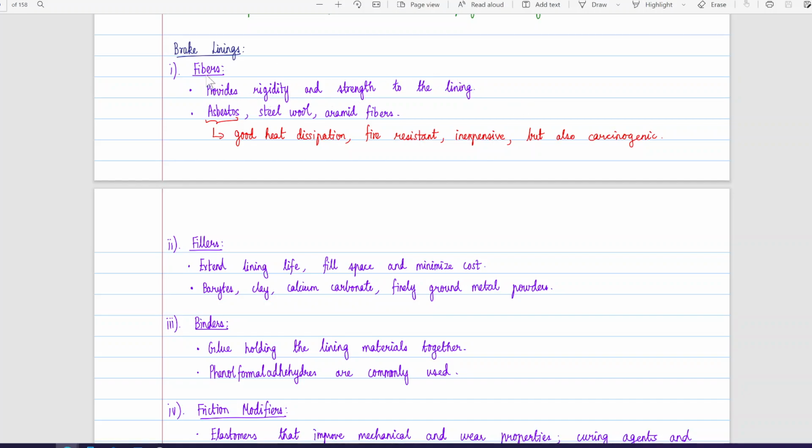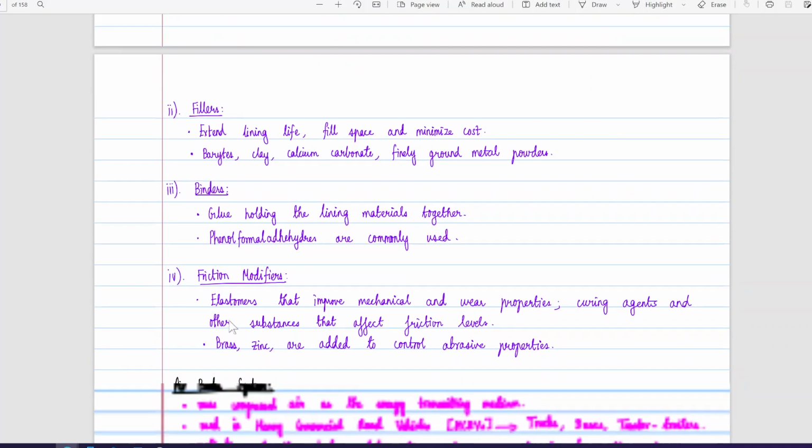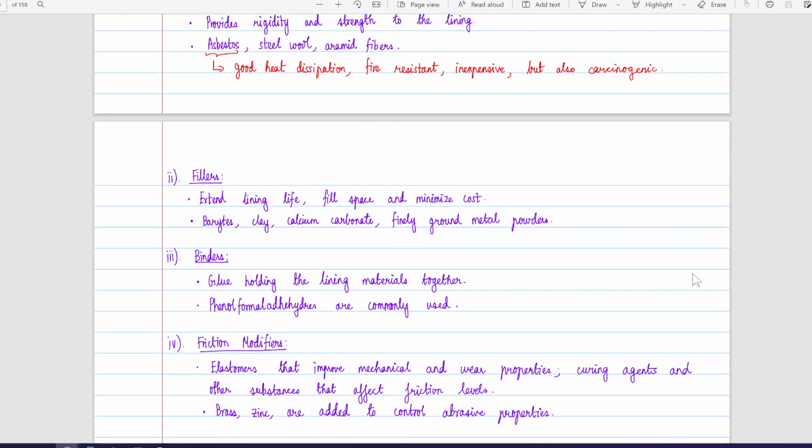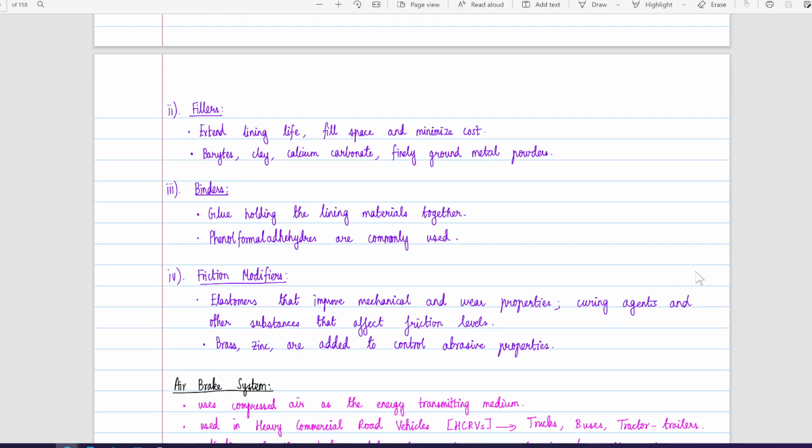It has fibers, fillers, binders, and friction modifiers. The job of fibers is to provide rigidity and add strength to the lining. We used to have asbestos, but the standards today explicitly specify that we should not have asbestos in the fibers. We have ones made with steel wool. Then we have fillers, which extend the lining life and fill space to minimize the cost. You can have clay, calcium carbonate, or some metal powders as fillers. Then you have binders, which hold everything together. And finally, you have friction modifiers that aid in better friction characteristics.